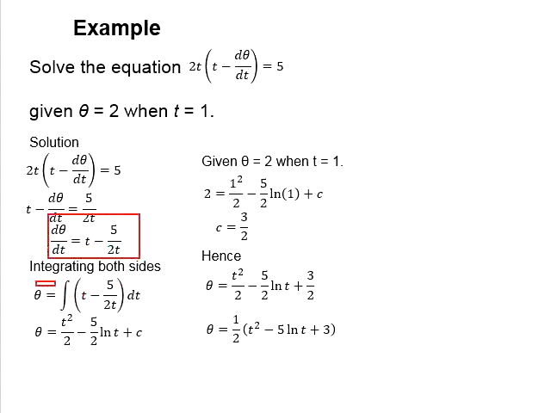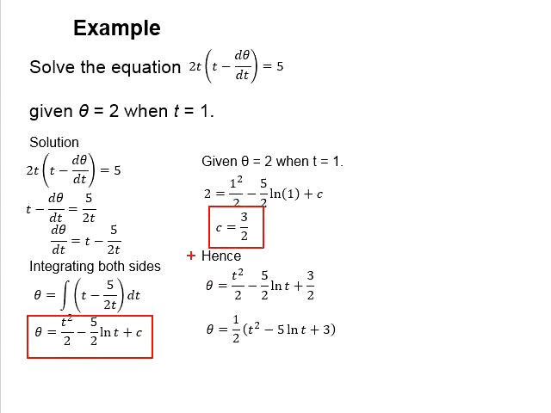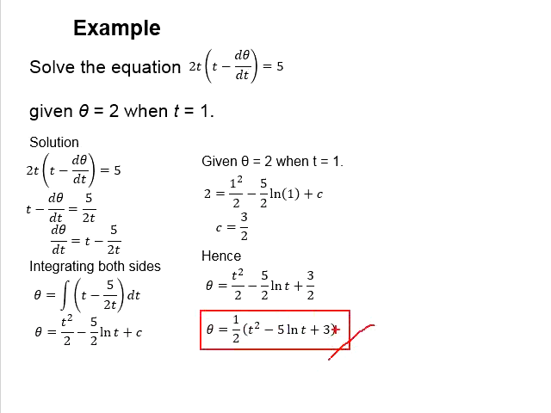Integrate the entire function over dt and you will obtain these equations, term by term, plus c. You will need to determine c. Based on the information given, which is theta equals 2 when t equals 1, substitute 2 and 1 into the function here, and you are able to determine c. Substitute c back into the equation here, and you will get this. Rearrange the function, and you will get the final answer.